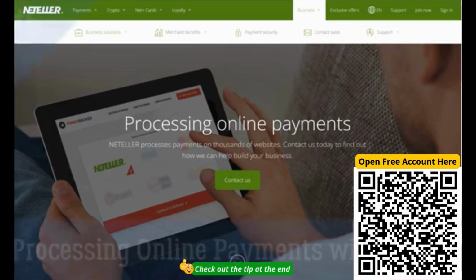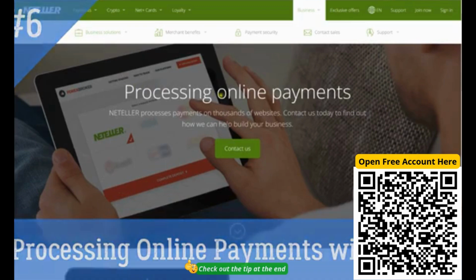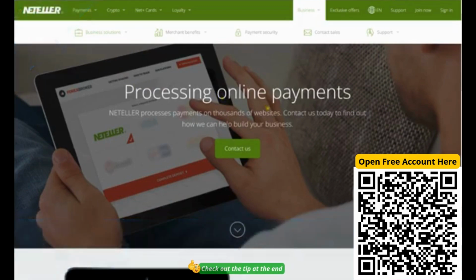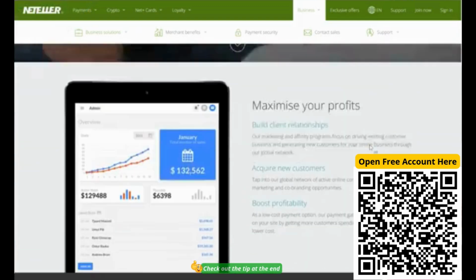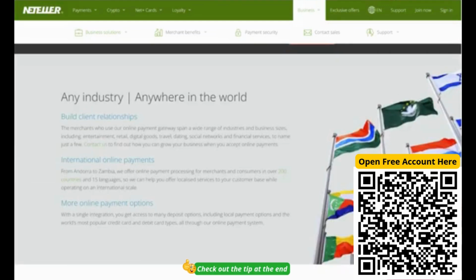And finally, if you have a business, you can use Neteller as an online payment processing system in order to receive payments in an easy way from all around the world. You will have a dashboard in which you can understand how much you are selling using Neteller and so on. You can acquire new customers and boost profitability. You can even use it as a tool to get global exposure, because in some countries it's hard to pay to other countries, and if you have Neteller you can get paid easily, even in not so well developed countries.